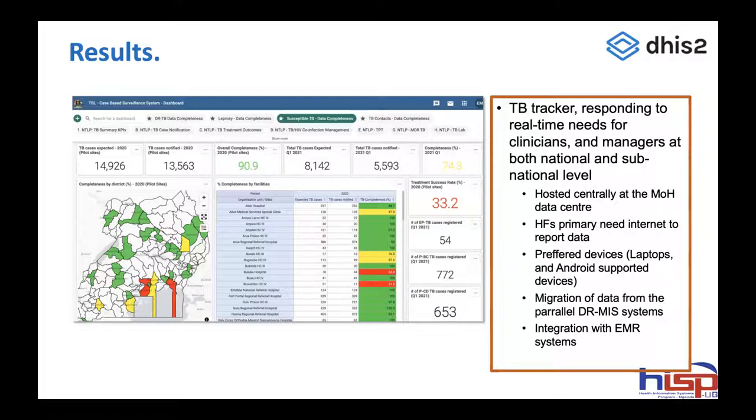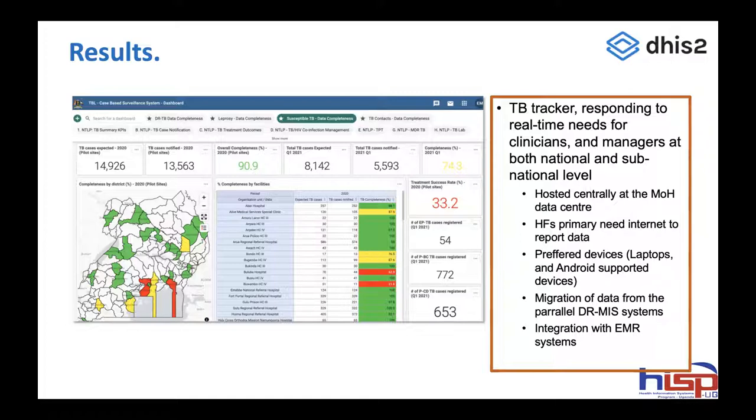The system is hosted by the Minister of Health, which is one of the key pointers in terms of buy-in and ownership. And then internet for facilities that are reporting this data is provided by the implementing partners regionally. And then also partners that are supporting TB in these districts and facilities have also helped to provide devices for reporting in terms of laptops, Android, and also Android supported devices.